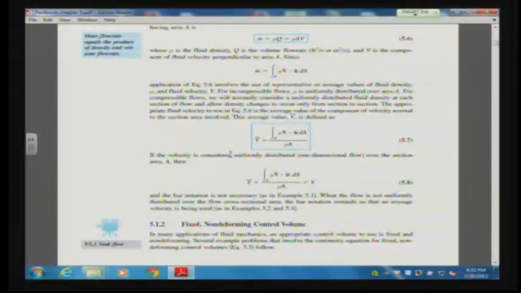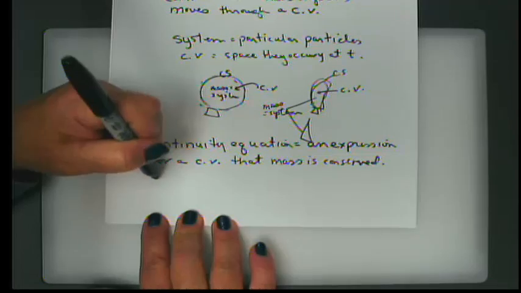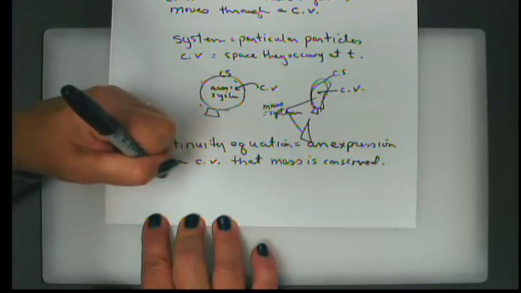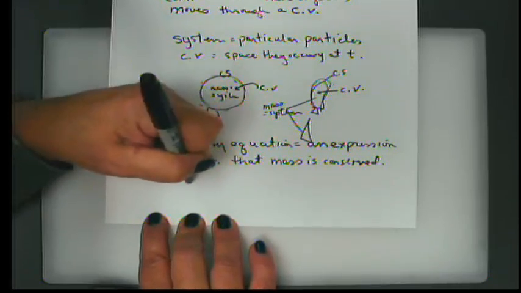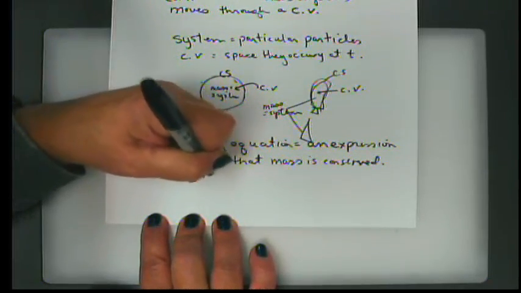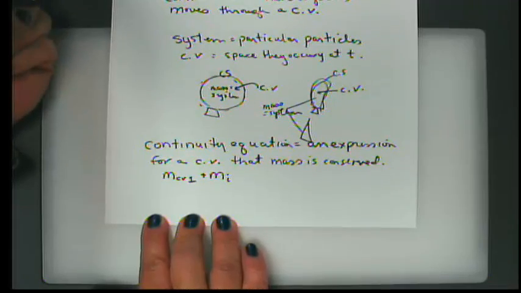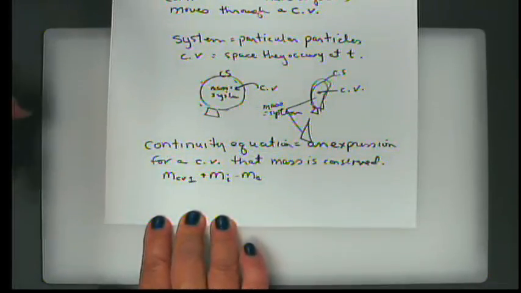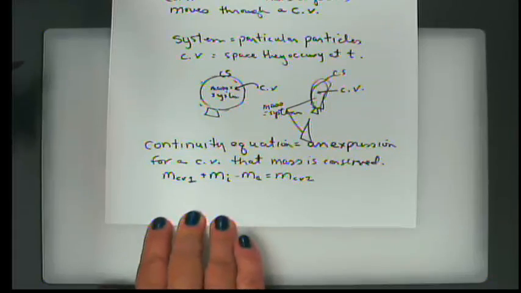And the execution of these problems is not terribly difficult if you keep the basic premise in mind that mass is conserved. So let's take a look at this from a functional point of view and say, if we take the mass in the control volume at time 1, and we add to that the mass that enters the control volume over some period of time, and we subtract from that the mass that exits the control volume over that same period of time, we will get the mass in the control volume at time 2.